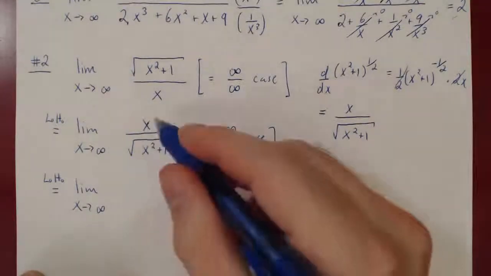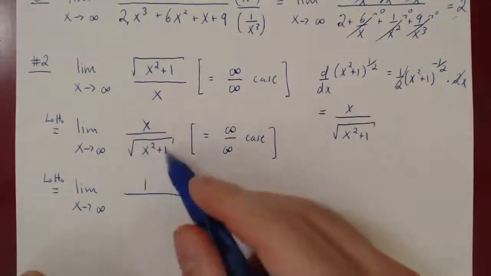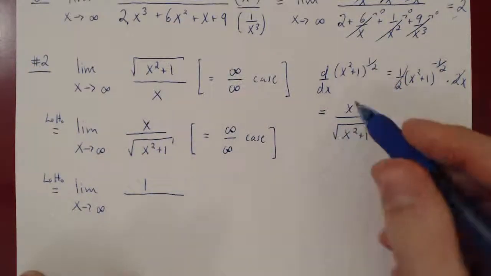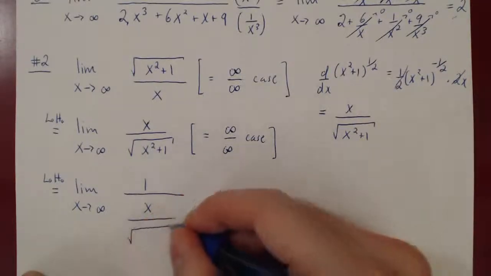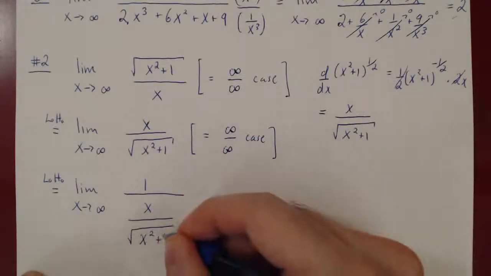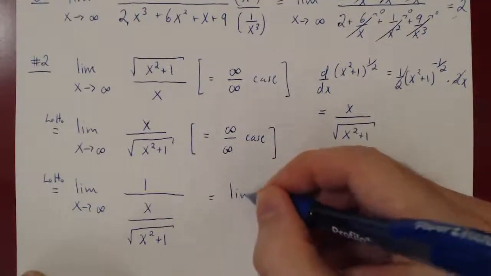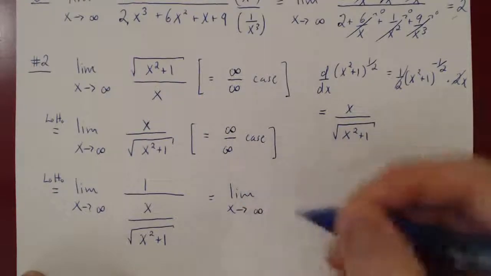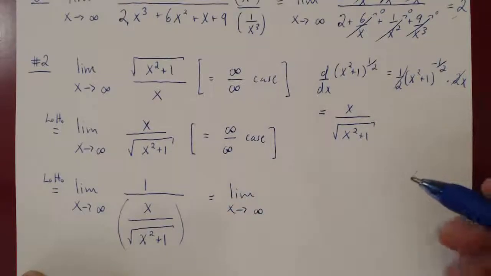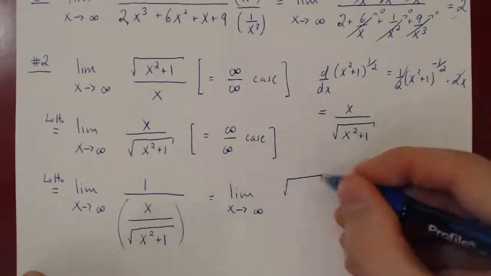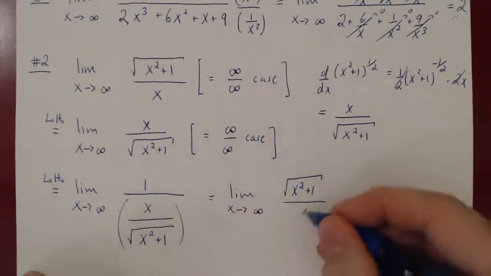The top will be replaced by its derivative, which is 1 over the derivative of the denominator, which we have previously found. It's just x over the root of x squared plus 1. Well, the limit stays the same. If you do 1 over a fraction, you get the reciprocal, therefore root of x squared plus 1 over x.